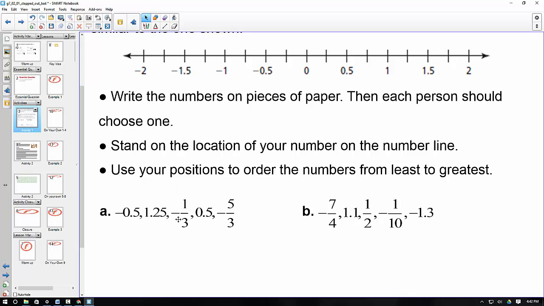If you look at them, the very first thing I know is I have some that are greater than 1, some that are less than 1, some that are negative, some that are positive. So I'm going to figure out the ones that are a number larger than 1 but with a negative sign, like negative 5/3. So I'll put down negative 5/3. That's the smallest one I have. The next one, look for another negative, and I'm going to have negative 0.5. And then I'm going to have negative 1/3, which is 0.33.